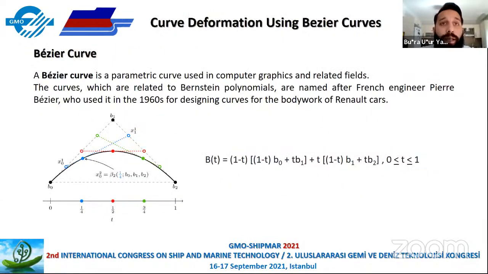And in this study, a second-order parametric Bezier curve is implemented. To define what a Bezier curve is, this is a parametric curve used in computer graphics and related fields. The curves, which are related to Bernstein polynomials, are named after a French engineer, Pierre Bezier, who used them in the late 60s for designing curves and the bodywork of Renault cars. The equation for the quadratic Bezier curve formulation can be seen in the slide, and these B0, B1, and B2 are the points of the Bezier curve.